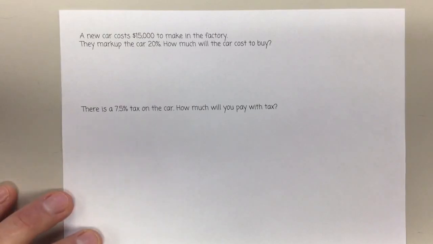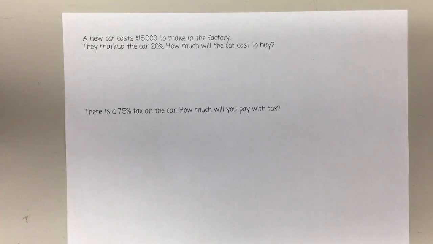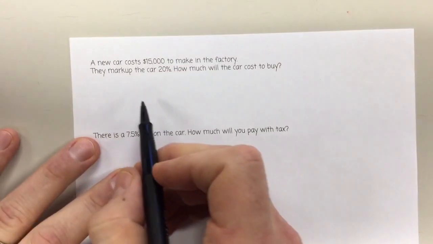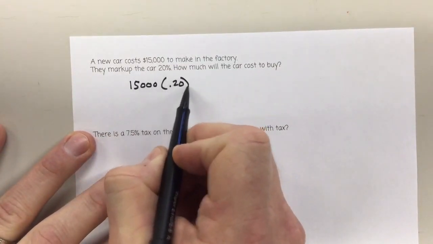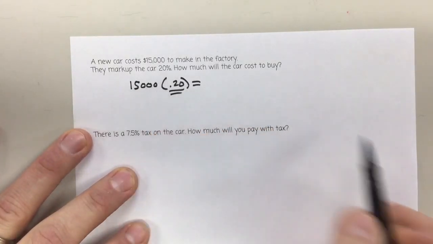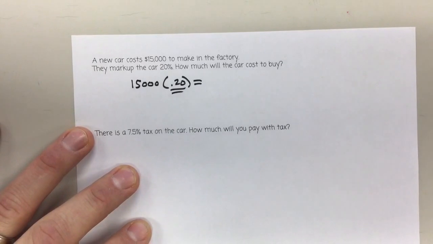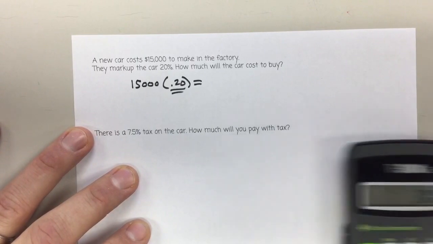On the back, second page of the notes, you have a new car costs $15,000 to make in the factory. They mark up the car 20%. How much will the car cost to buy? So one way to solve this is to take the $15,000 and multiply it by 20%. But whenever you multiply it by a percentage, you turn it into a decimal first. So 15,000 times 20% is $3,000.